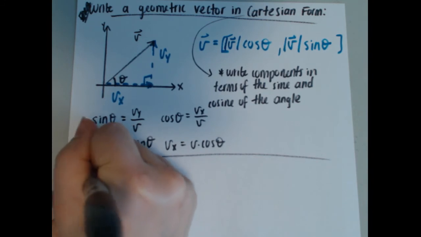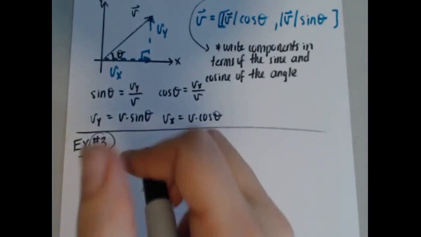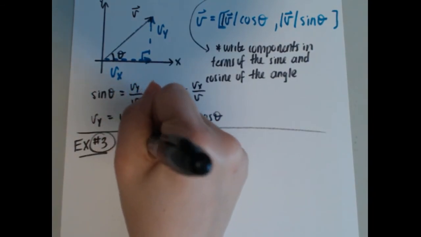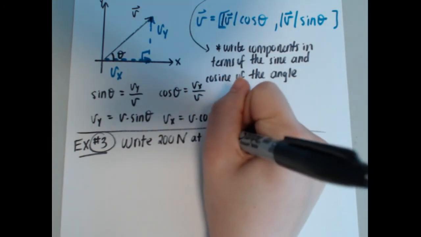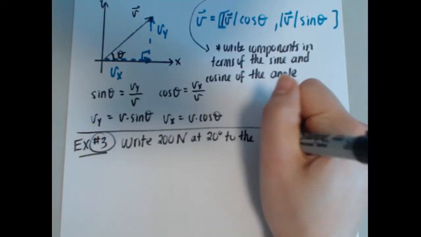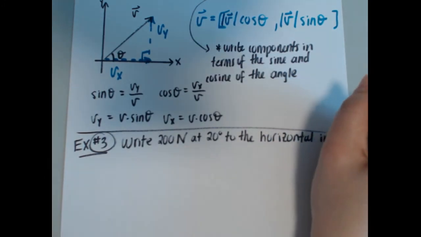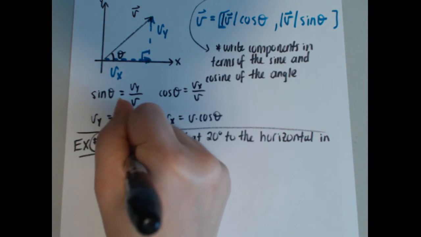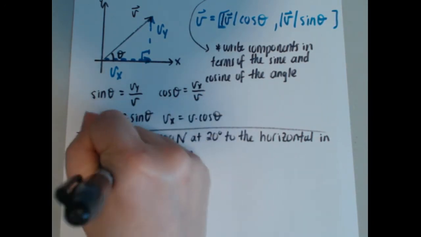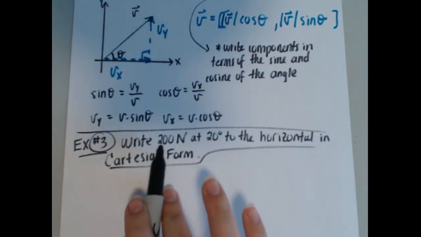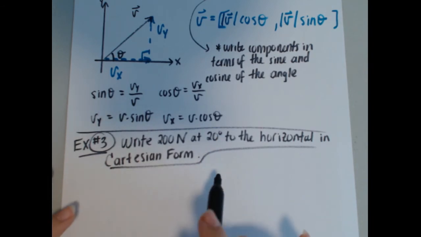So now this is example 3. Write 200 newtons at 20 degrees to the horizontal in Cartesian form. Okay, so this is the geometric form, right? We have the magnitude, we have the direction. We have to write this in Cartesian form.